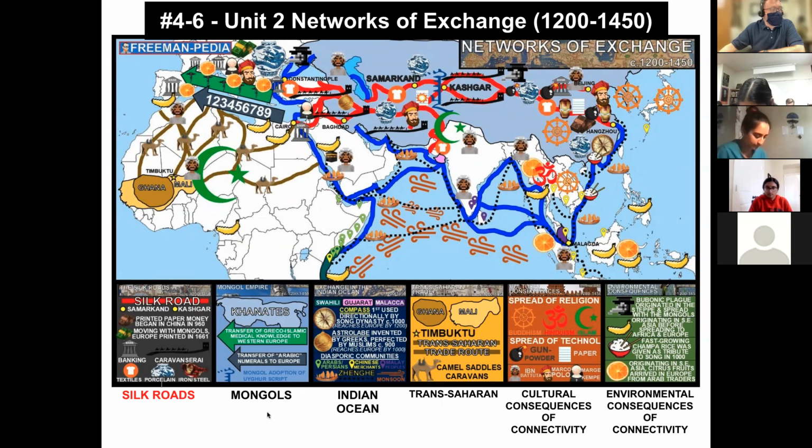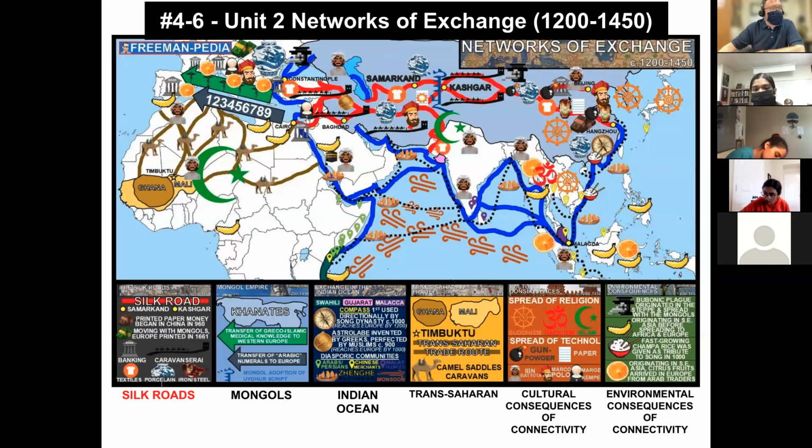And then the great peoples that connect these are the Mongols because they take over the Silk Road. And then they take over the eastern terminus of the Indian Ocean trade when they conquer China. And then the western terminus in the Arab lands or Middle East. So networks of exchange. Remember Mongols, remember Black Death, remember trade routes.